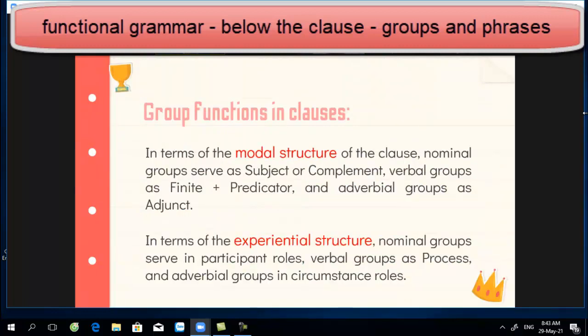And the group functions in clauses. In terms of the modal structure of the clause, nominal groups serve as subject or complement, verbal groups as finite plus predicator, and adverbial groups as adjunct. In terms of the experiential structure, nominal groups serve in participant roles, verbal groups as process, and adverbial groups in circumstance roles.